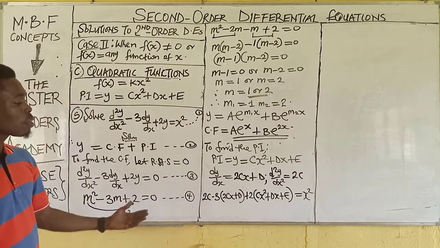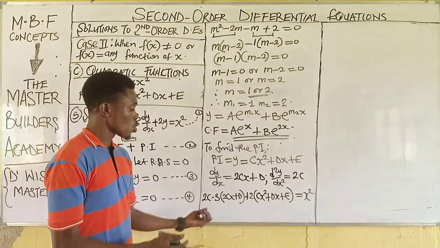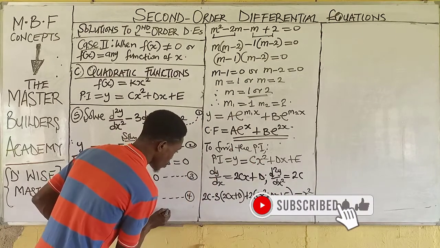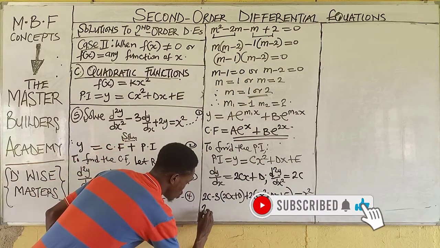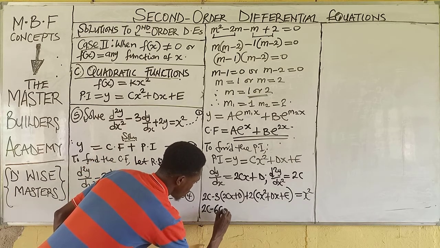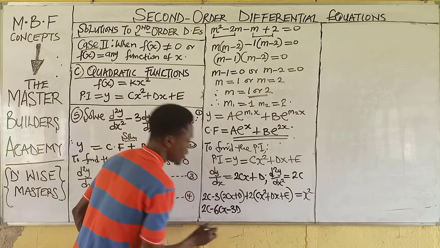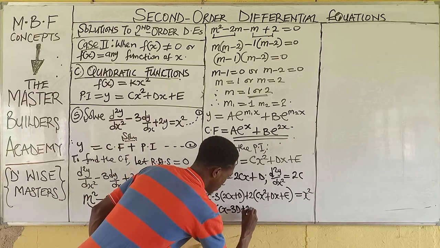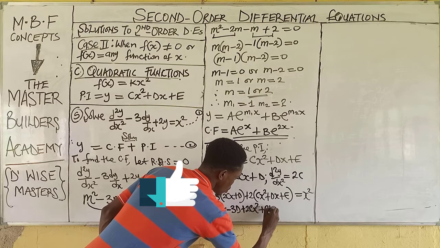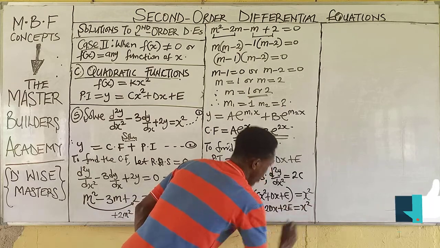Now, guys, what's the next thing we're quickly going to do? The next thing we are quickly going to do here is to remove the brackets. And to remove the brackets, we just expand. When we expand it, this will give us 2c. Minus 3 multiplied by this, we have minus 6cx. Minus 3 multiplied by d, we have minus 3d. 2 multiplied by everything inside is going to have 2cx squared plus 2dx plus 2e is equal to x squared.